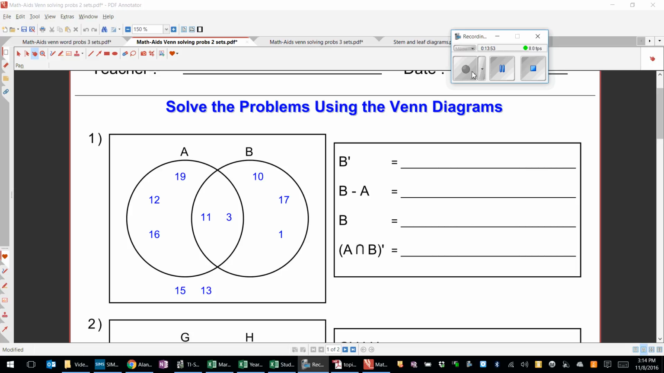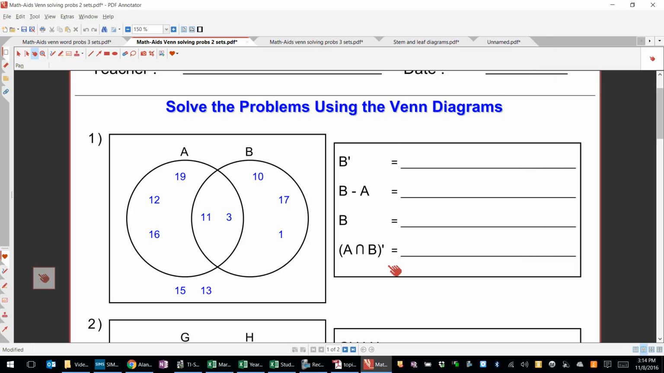Now, you have done these, okay? We've seen these symbols before. What does the little dash mean? Everything but that. I would say not in B, everything but in B, however you want to. The actual correct terminology for it is complement. It's an element in the complement.